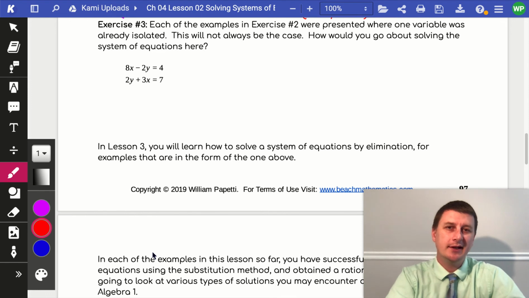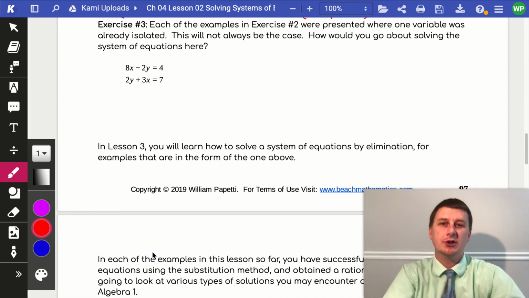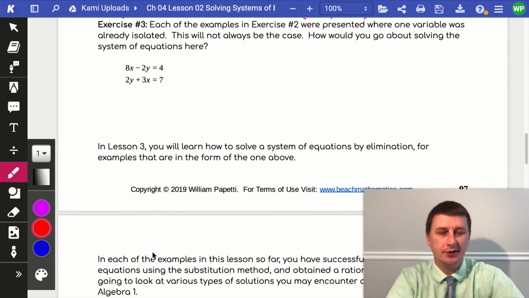And in this video, we're going to continue on our quest in solving systems of equations by substitution. In exercise number 3, it says that each of the examples in exercise number 2 were presented where one variable was already isolated. We worked with 4 different parts of exercise number 2, and every single part had a variable that was already isolated.